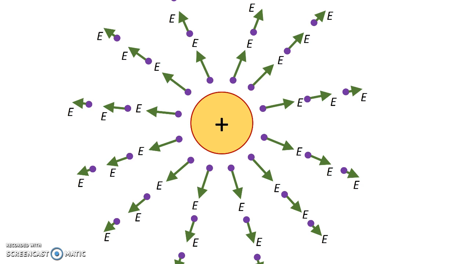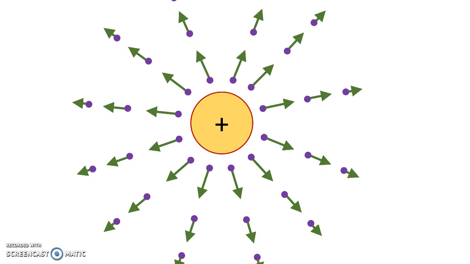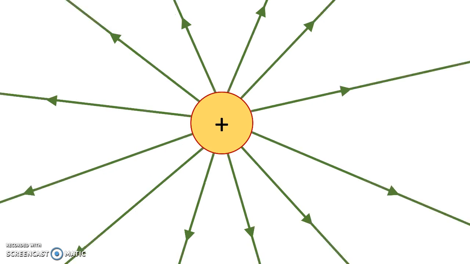We don't often draw arrows like this. What we can do instead is connect all of the arrows together as solid lines. These are called field lines, and they show you where the electric field points. If you were to come in and place your test charge right here, that positive test charge would be pushed along the direction of the field line.